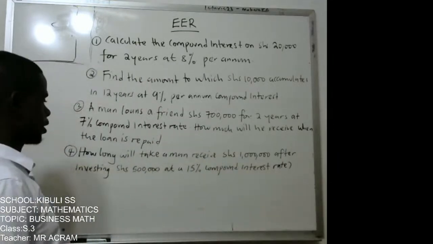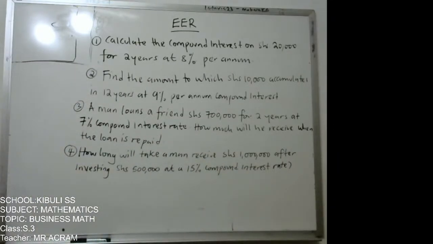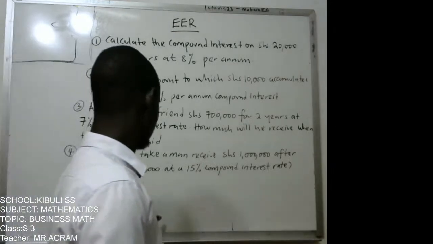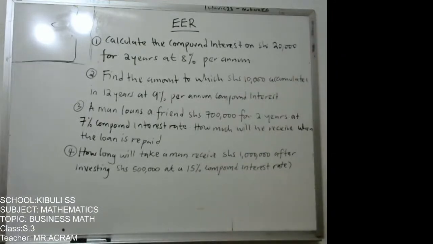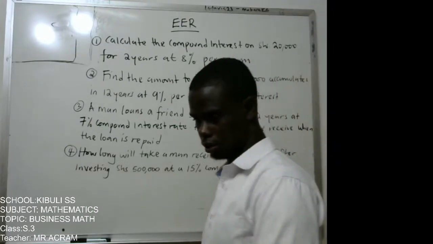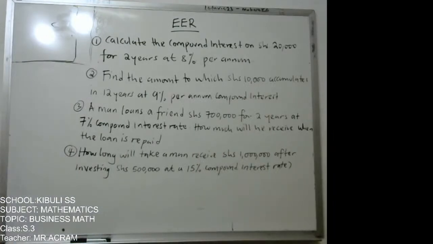So how long will it take a man to receive shillings 1 million after investing shillings 500,000 at a 15% compound interest rate? So what is question 4 looking for? You all find it out. Unless I have any question, but I think I'm leaving it at that.